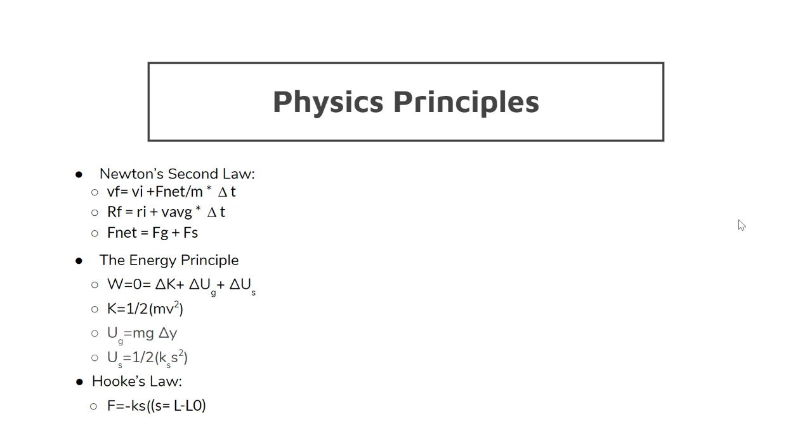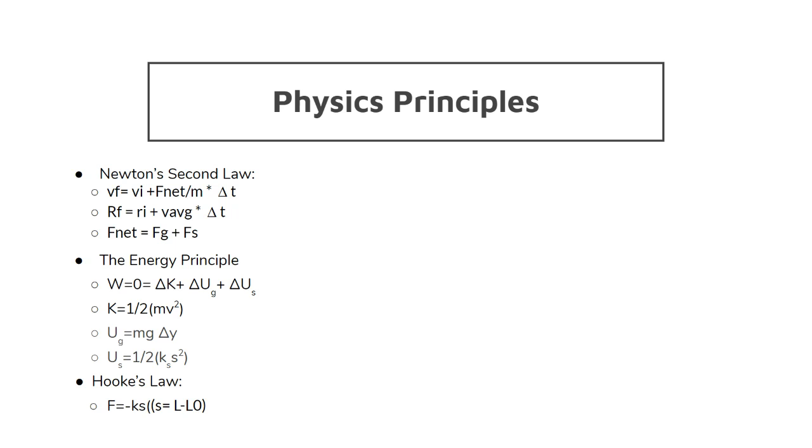The physics principles involved in this lab were Newton's second law, spring force, and the work energy principle. Newton's second law is rearranged to find the final velocity and the final position of the system, and the net force was calculated by adding up all the forces acting on the system. These forces were gravitational force and spring force. The spring force was calculated using Hooke's law.